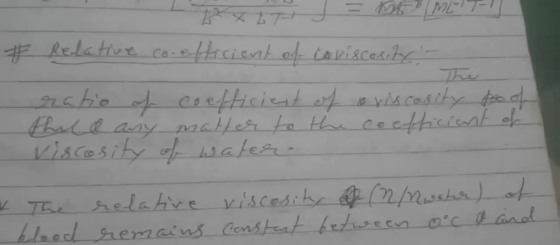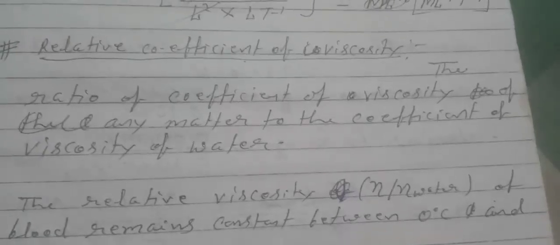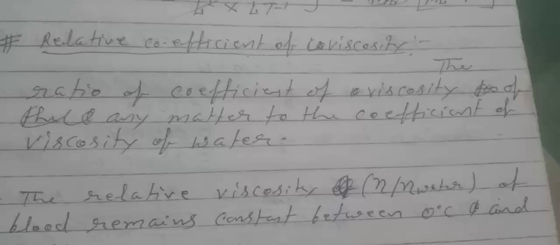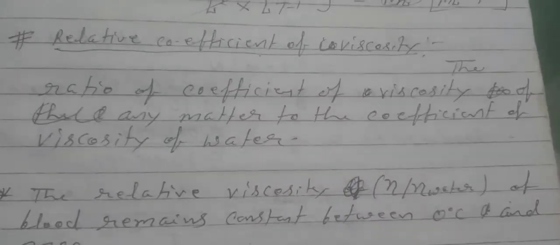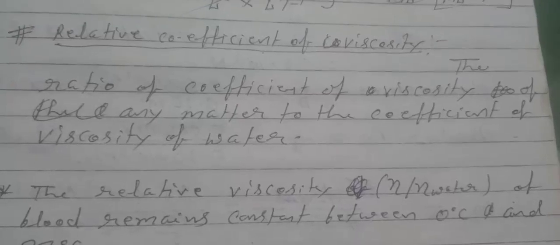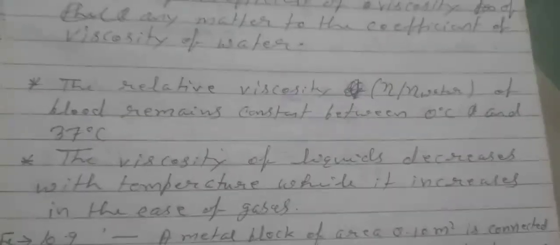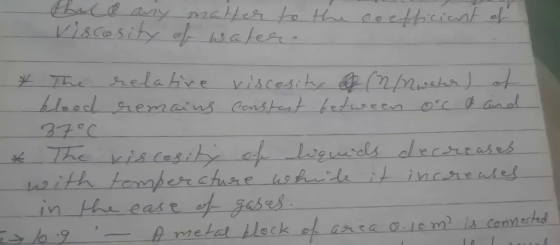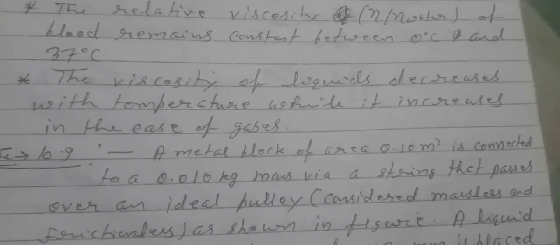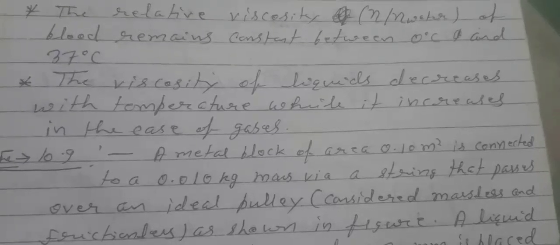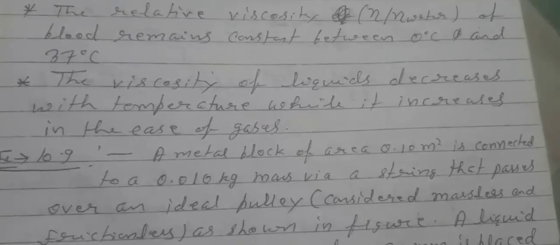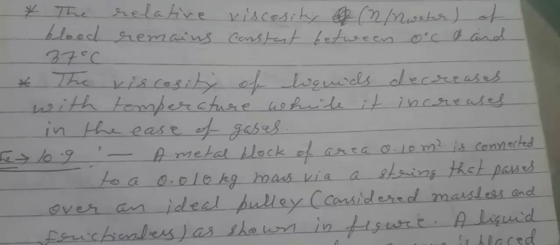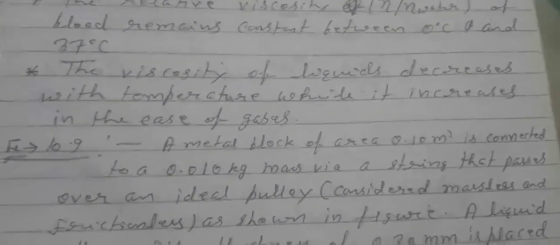Now, relative coefficient of viscosity. The ratio of the coefficient of viscosity of any matter to the coefficient of viscosity of water is called the relative coefficient of viscosity of that matter. The relative viscosity, that is eta by eta water, of blood remains constant between 0 degrees Celsius and 37 degrees Celsius. The viscosity of a liquid decreases with an increase in temperature, while it increases in the case of gases.